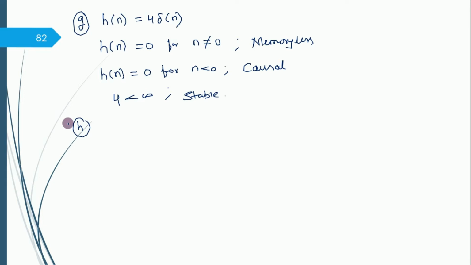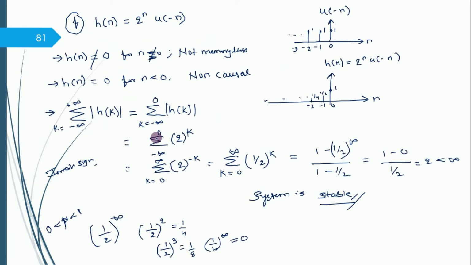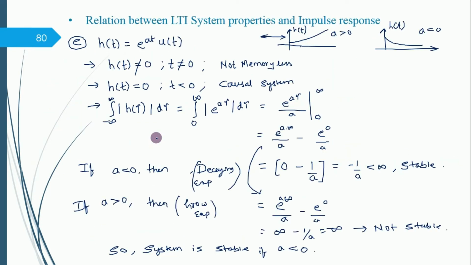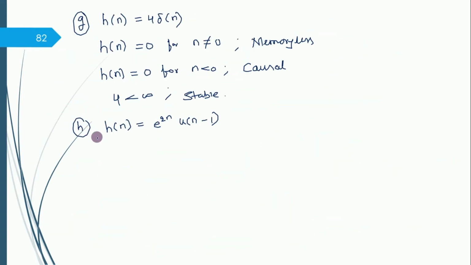Next one. h of n is equal to e raised to 2n times u of n minus 1. Very simple. It's a slight variation on the problems that we solved just now. The previous problem, somewhere here, I had taken e raised to at. In place of a I have taken 2, and in place of t I am taking n. That's it. So a is greater than 0, and a greater than 0 means the system should not be stable. Let me check the same thing with this problem as well.